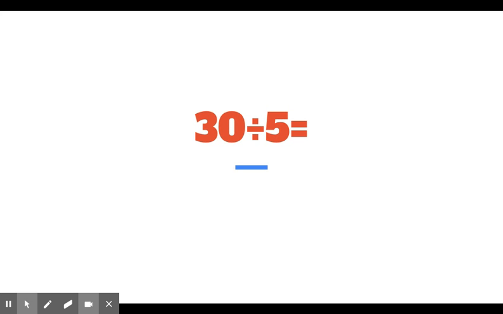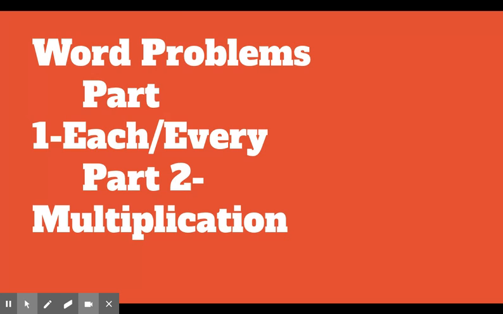And 30 divided by 5 equals 6. And 81 divided by 9 is 9. 35 divided by 5 is 7. 54 divided by 6 equals 9. 3 times 7 equals 21. And 12 divided by 4 is 3. And that's all of our fluency.